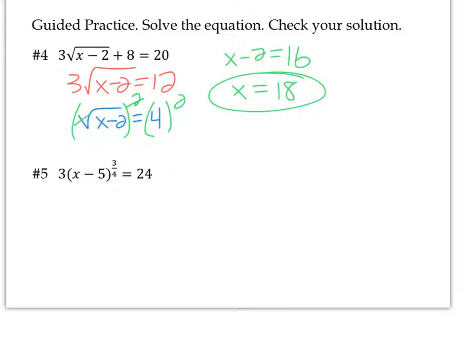Again, you should get used to checking these. You should plug it in right now. Make sure you get 20 on the left side equals 20. Know how to check your answers, so if you get answers that are incorrect, you'll know and be able to figure it out on your own.